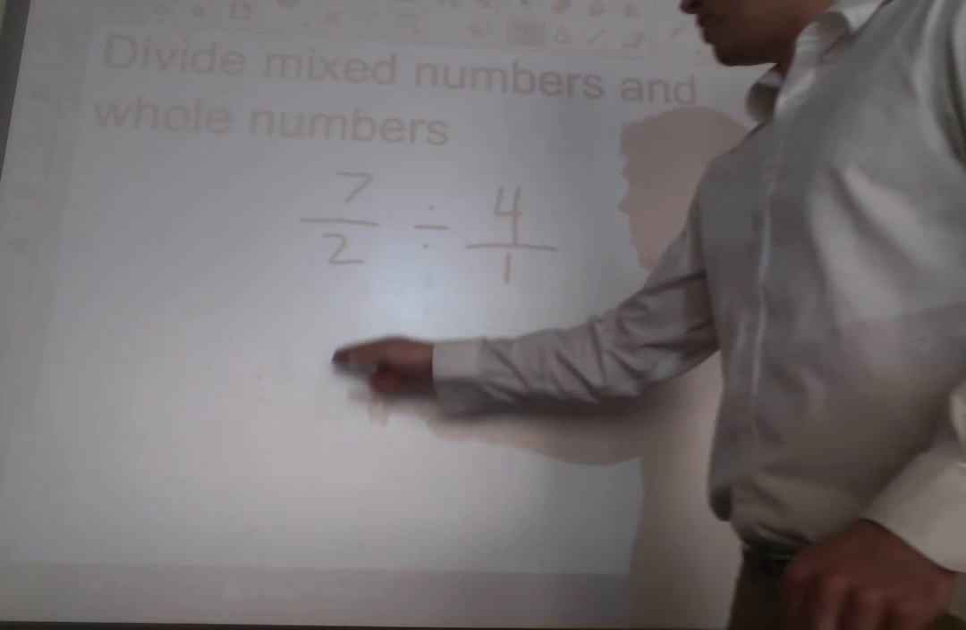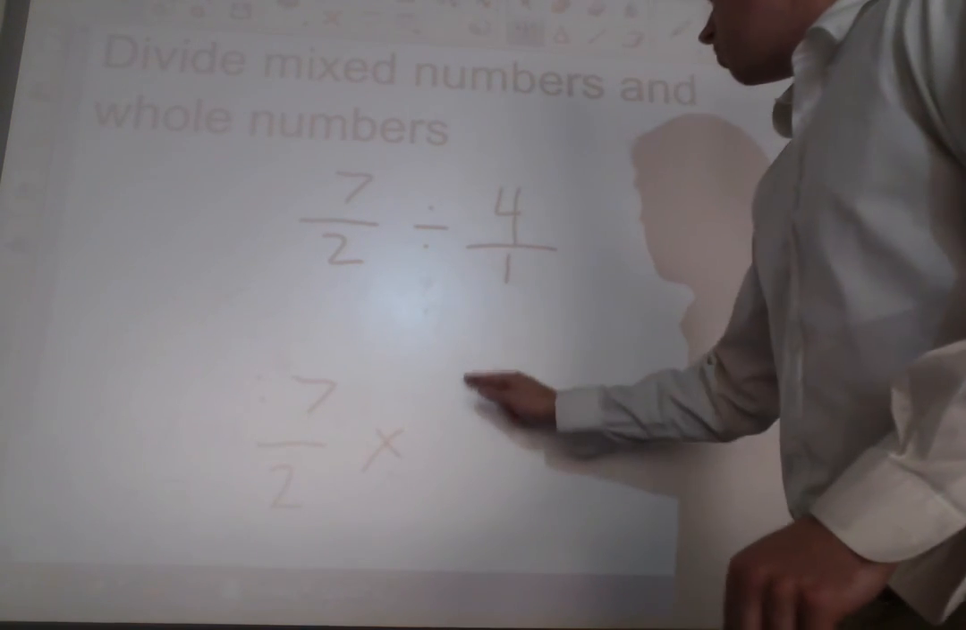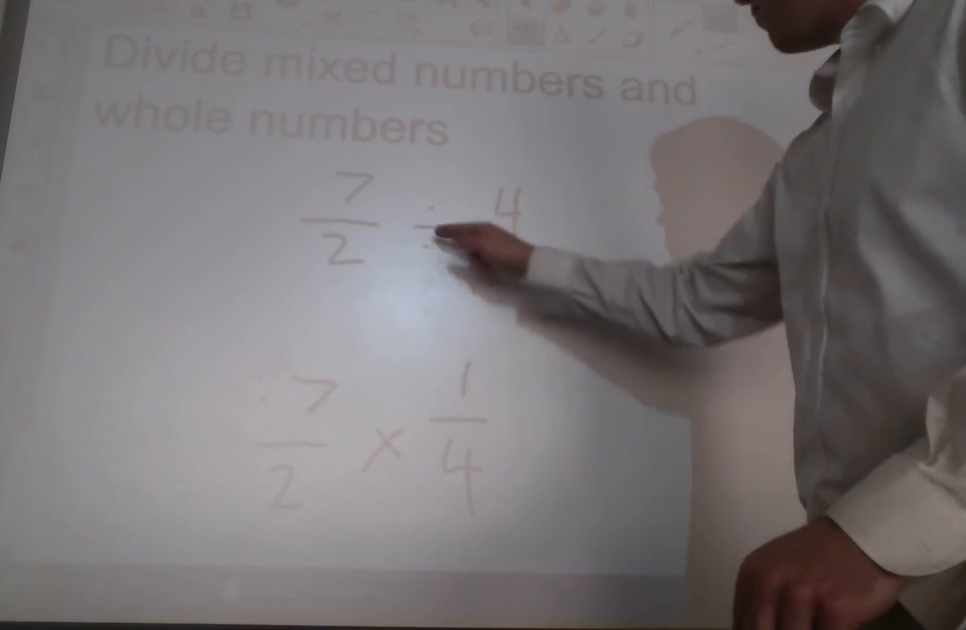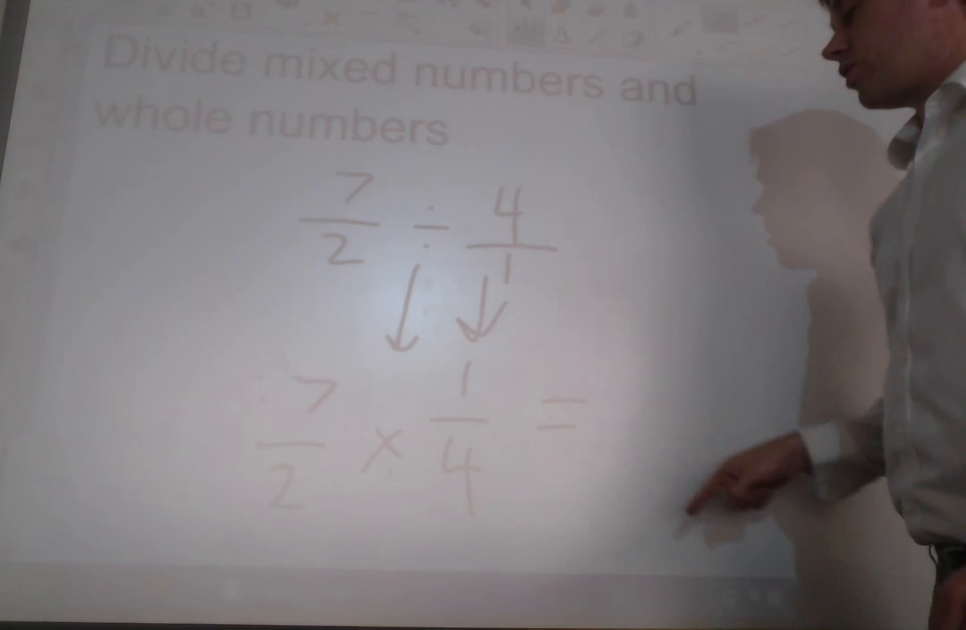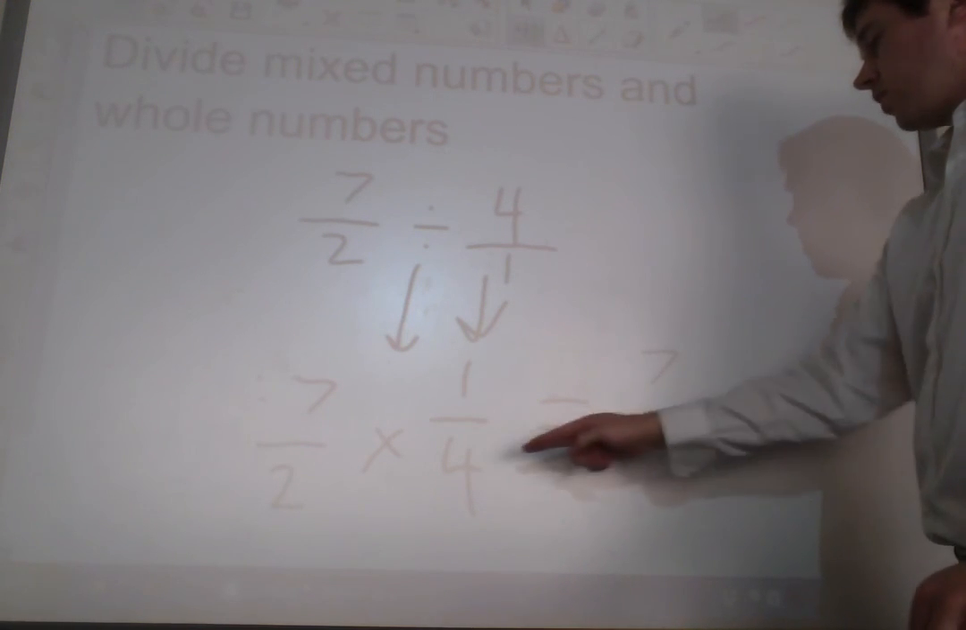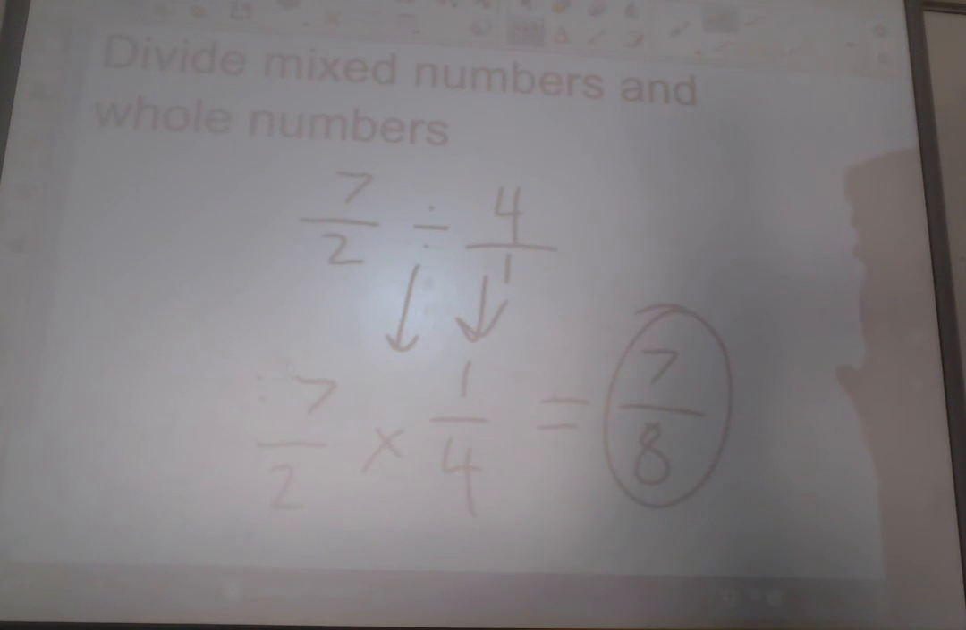Okay, we keep, change, change, and we get 7/2 times 1 over 4. We changed and we changed, right? And then we multiply straight across. 7 times 1 is 7. 2 times 4 is 8. 7/8.